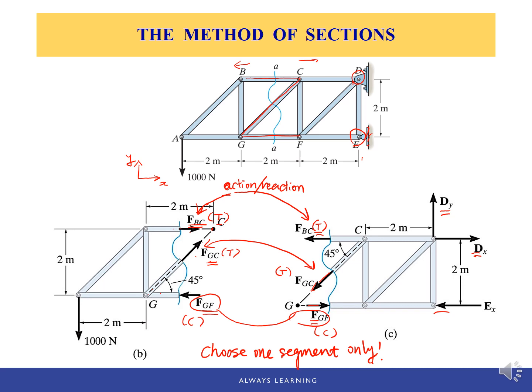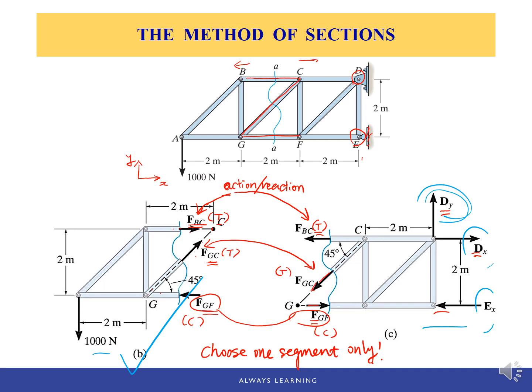Well, if I'm going to solve this problem, I probably will choose the left segment. The reason for that is we don't need to solve support reactions if we choose the left segment. We only have one applied force and we have 3 unknowns. We can solve them directly. But if you choose the right segment, the first step is to figure out those support reactions.